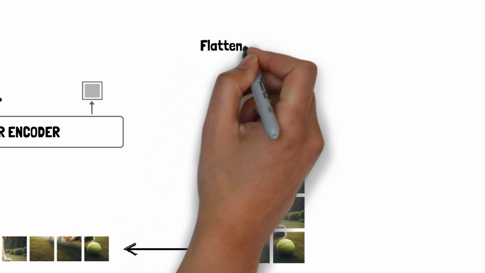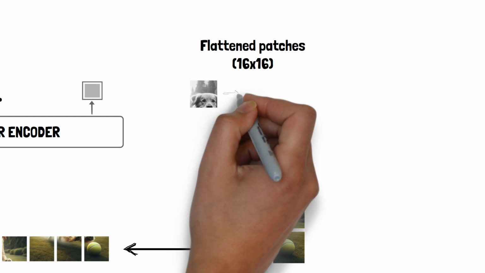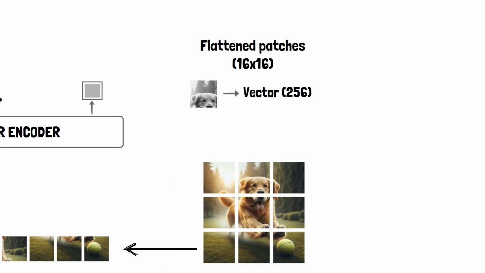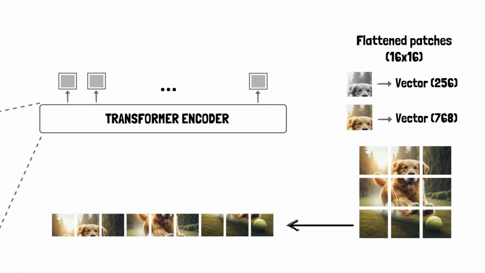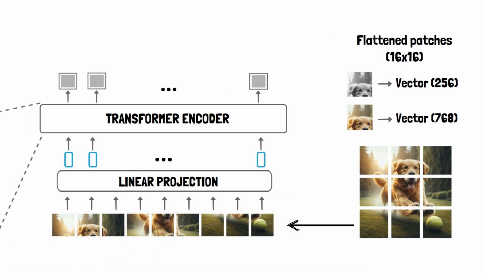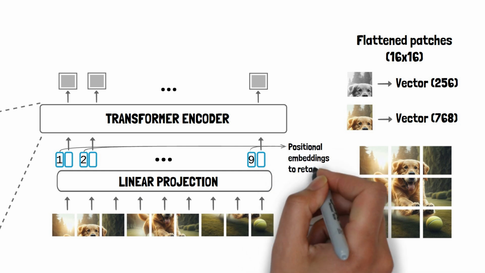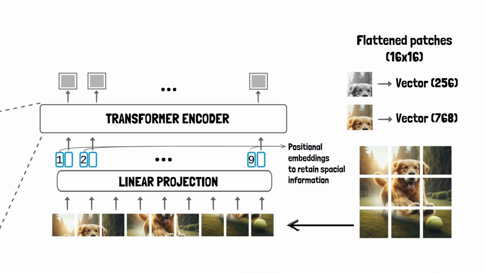For example, a 16 by 16 patch from a grayscale image results in a 256-dimensional vector, while the same patch from a color image with 3 channels for RGB results in a 768-dimensional vector. These vectors are embedded with a linear projection and then combined with positional embeddings. Similarly to what happens with text-only transformers, the positional embeddings allow us to retain spatial information.